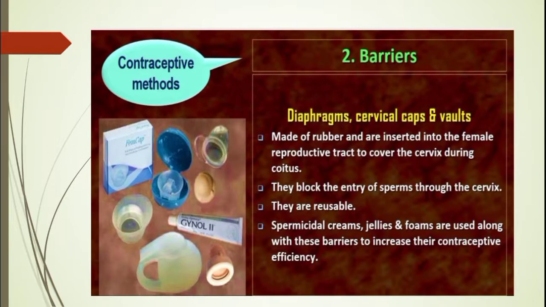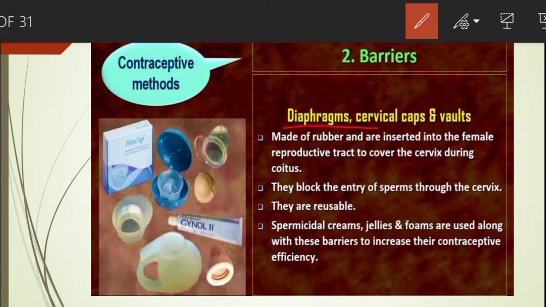Now, diaphragms, cervical caps and vaults. These are also made of rubber and are inserted into the female reproductive tract to cover the cervix during intercourse or mating. They block the entry of sperms through the cervix. They are reusable.